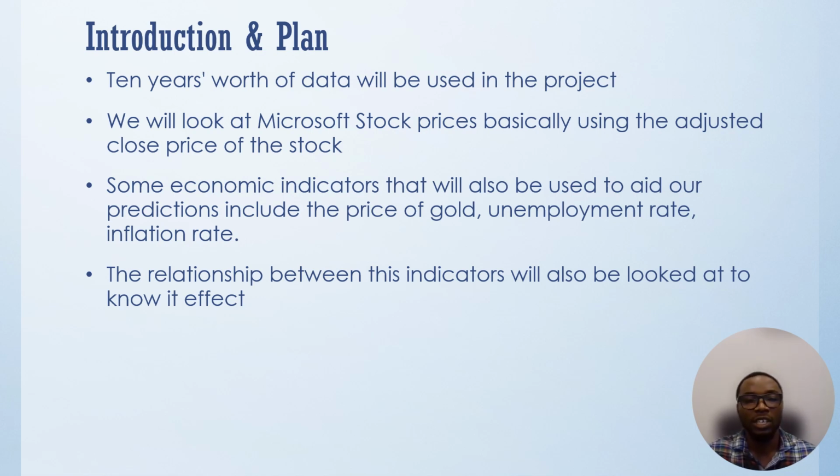Some economic indicators we are going to add as variables, as features, to predict this. They are going to be gold price, unemployment rate, and inflation rate. We're going to look at how they relate with one another.